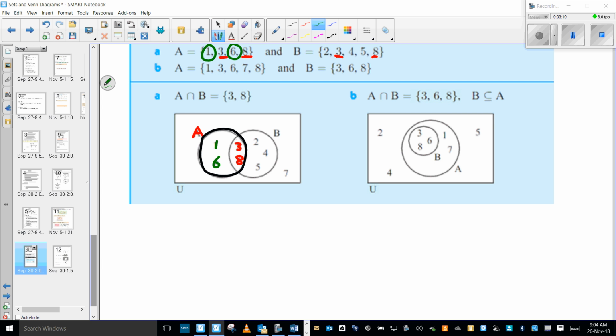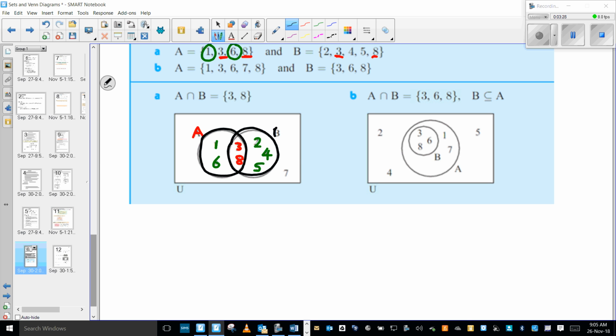Then we're going to have a look at B. B was 2, 3, 4, 5, 8. We've already got 3 and 8 in our intersection, so we're now going to have 2, 4, and 5 in the other part. Again, double check, have I included everything? If this is set B, yes, all good.